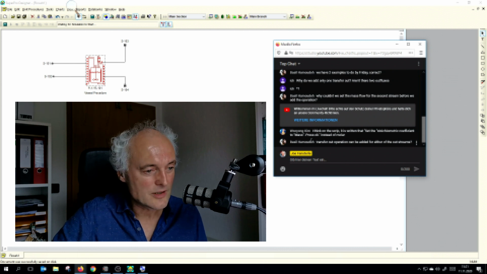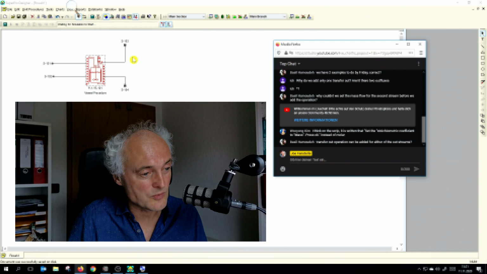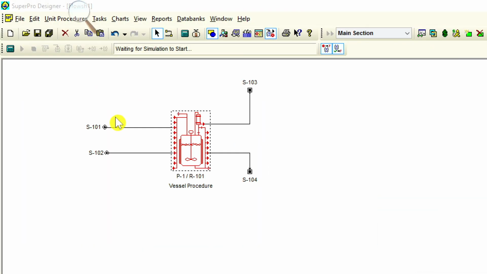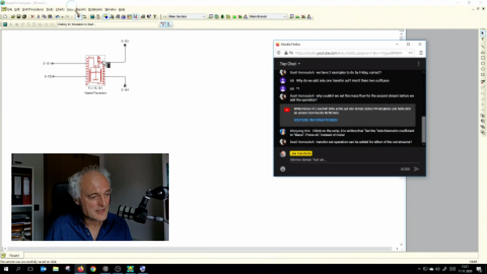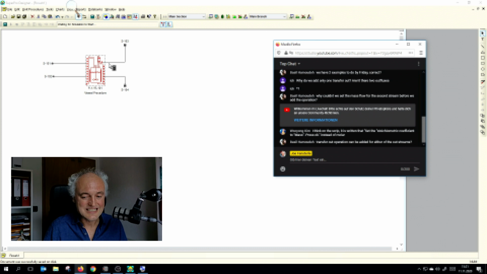Yeah. Okay, so, a transfer out operation can be added for either of the outstreams? No, this outstream here, it is a good question. This outstream is a special one. So it's just for the 104 stream. I connected this 103 stream, as you have seen. I connected here, and this is the vent out. So this is a good question. Keep that in your mind with respect to another thing we will talk about in a couple of seconds.